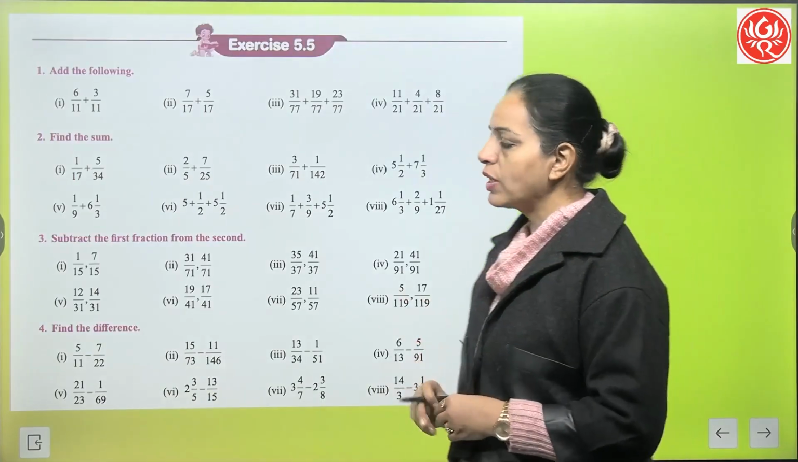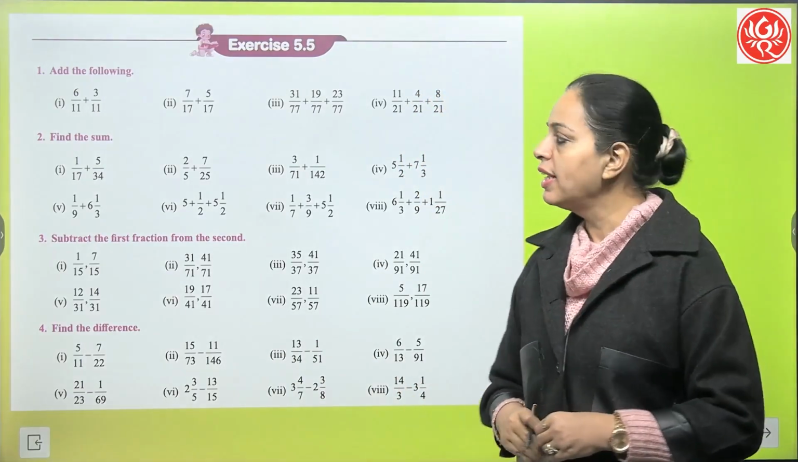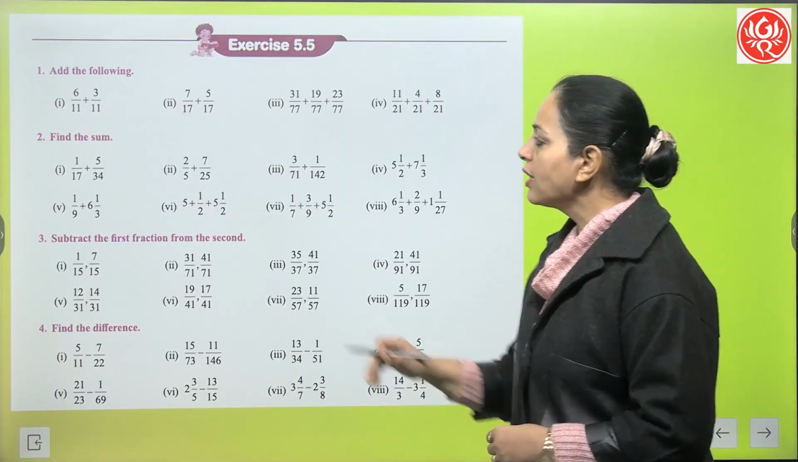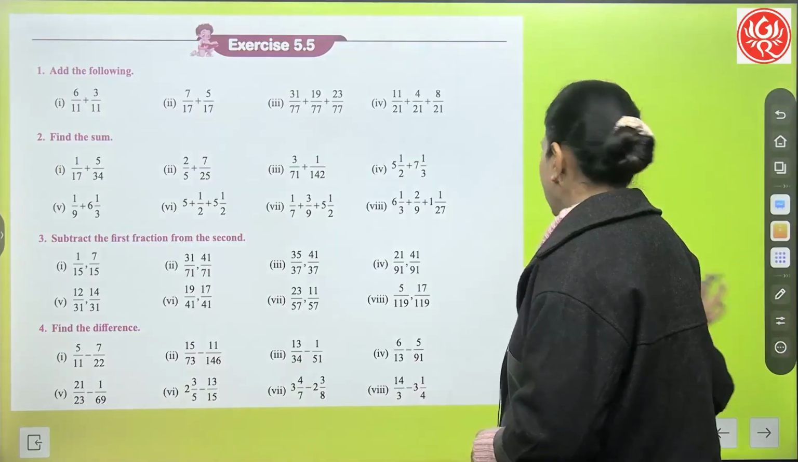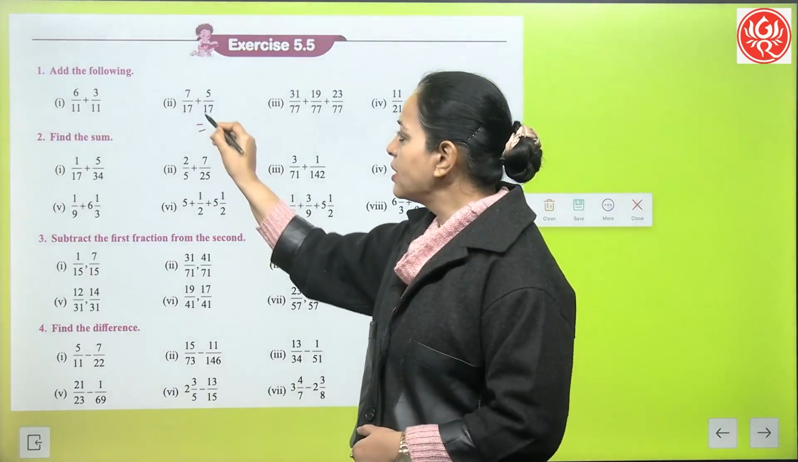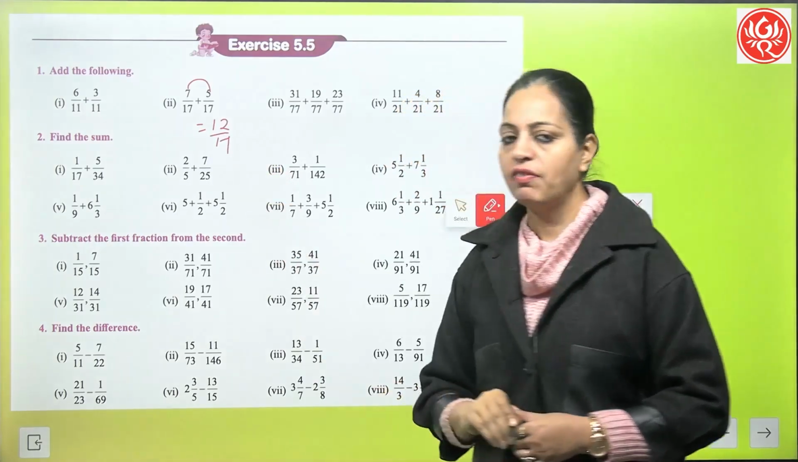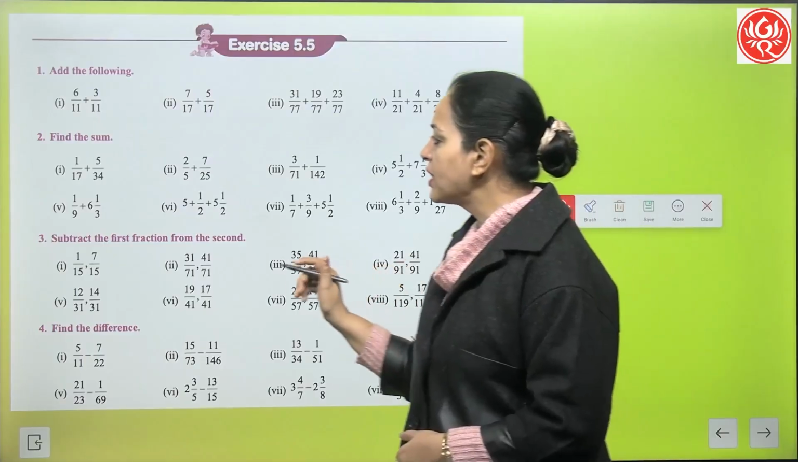Now we are coming to exercise 5.5 based on such type of examples. Like question number 1, add the following. Like second part, 7/17 plus 5/17. These are like fractions, simply add the numerators. 12/17.